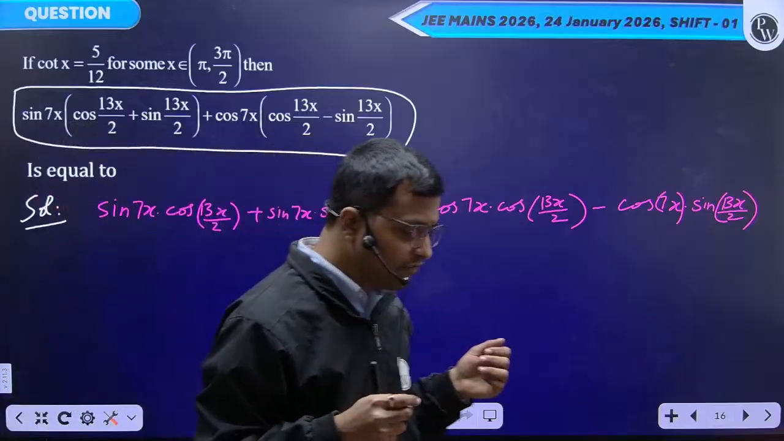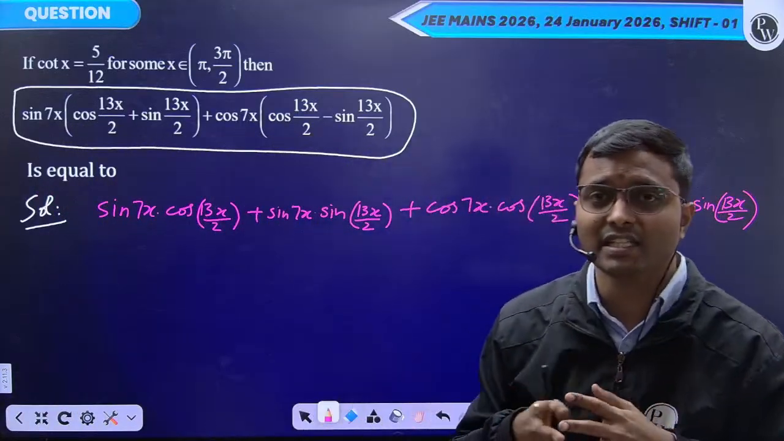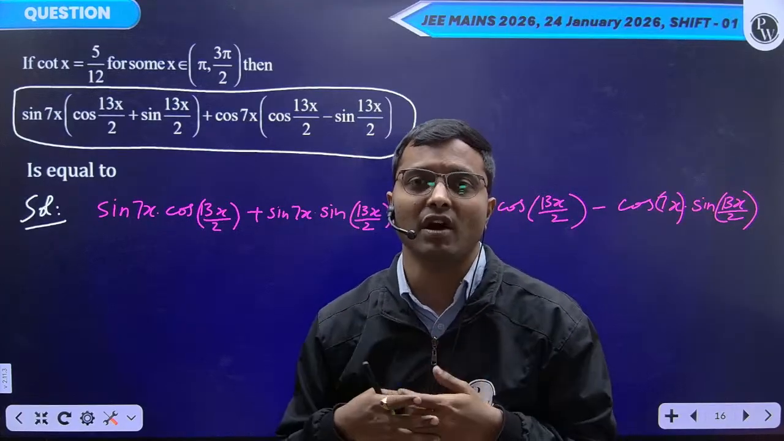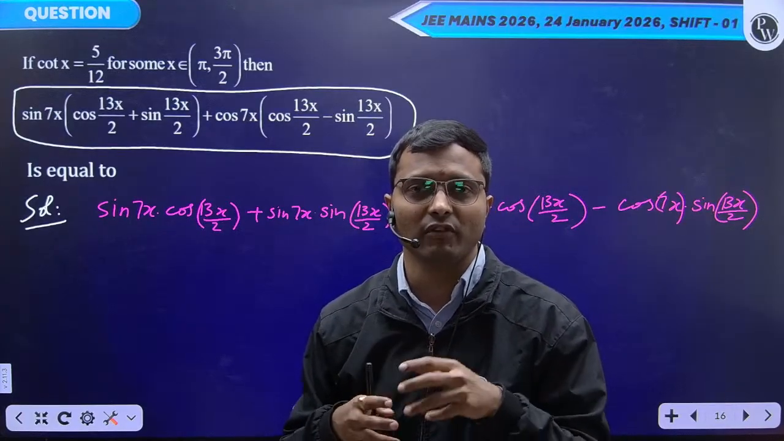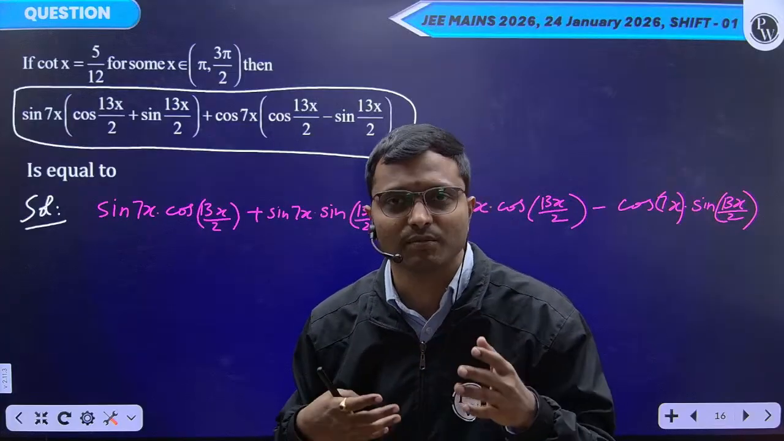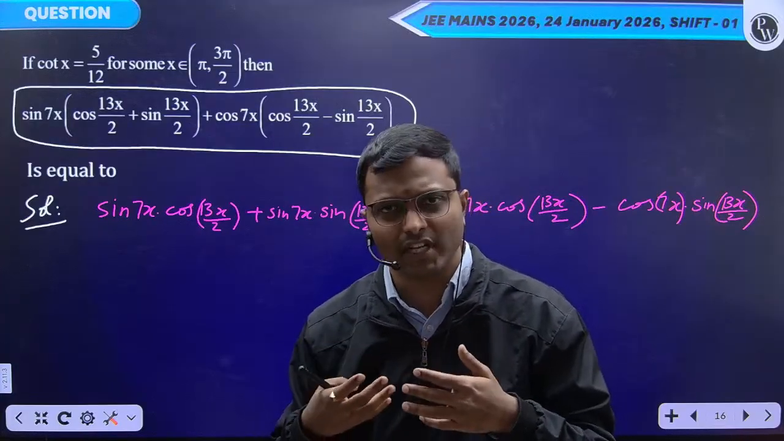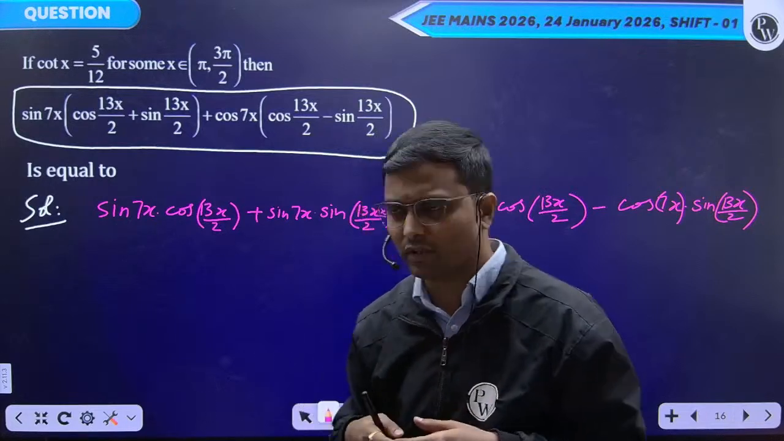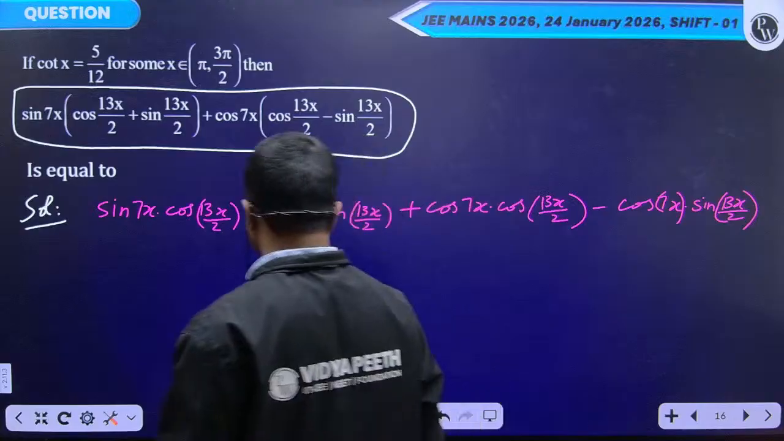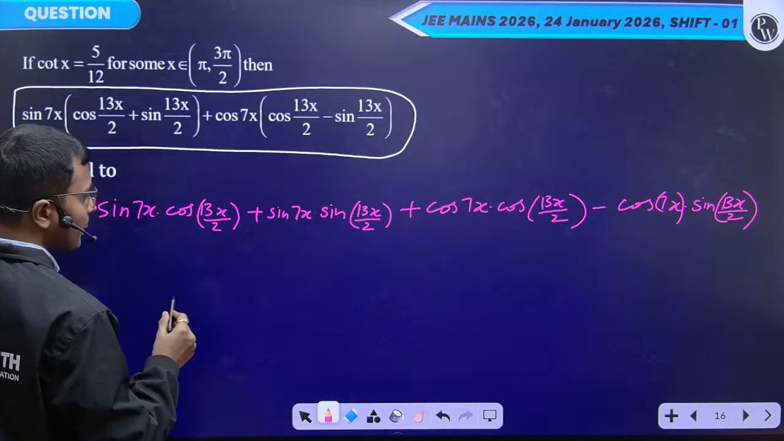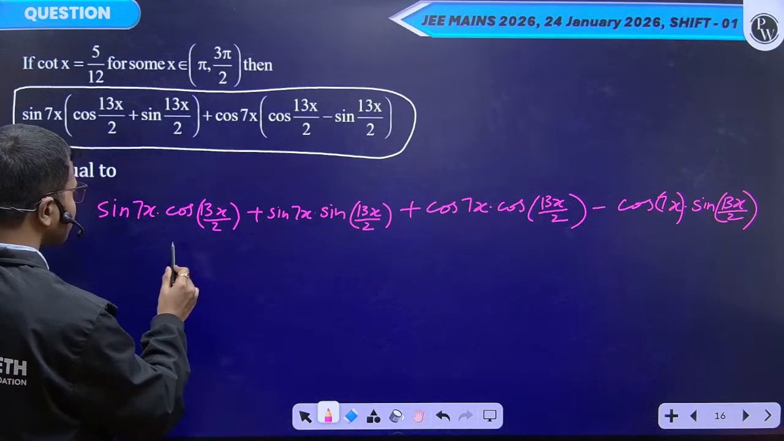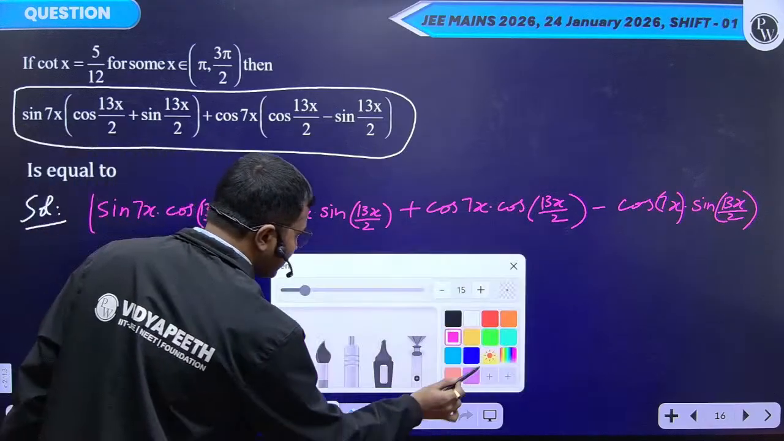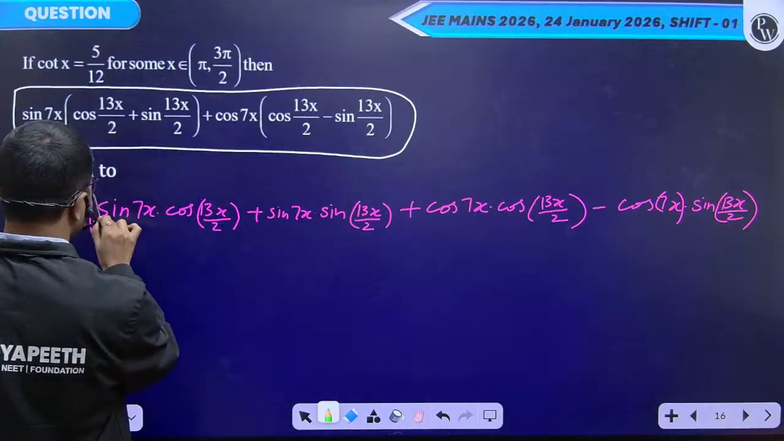Usually if we have 4 terms, we can rearrange them, regroup them, and use some formula. What are the formulas? Standard formulas we have: sin of a plus b, sin of a minus b, cos of a plus b, cos of a minus b. Some of those formulas will be useful. So let us see how we can regroup this. Okay, I'll just mark this. What are the terms we can regroup?